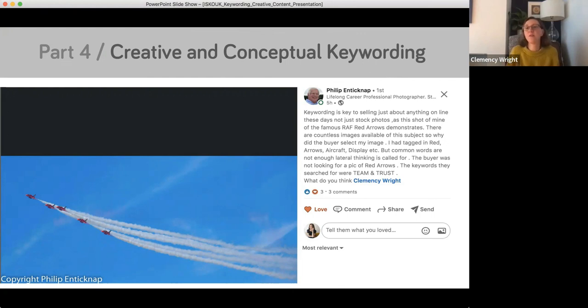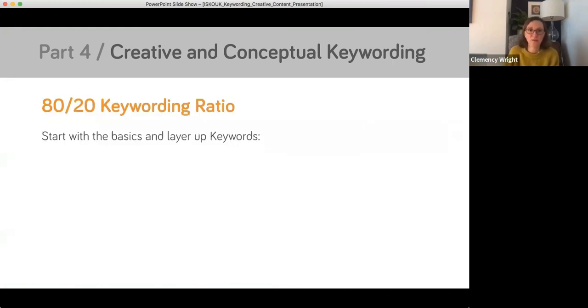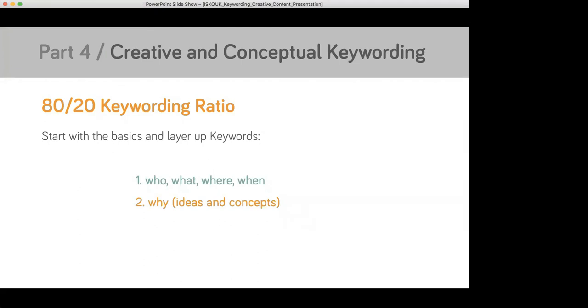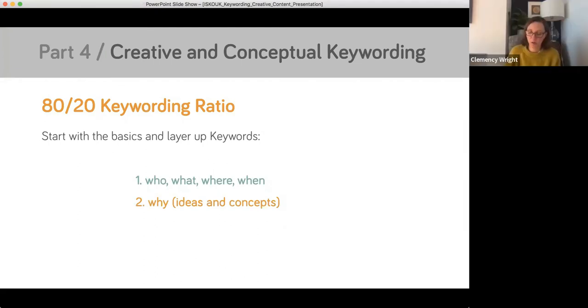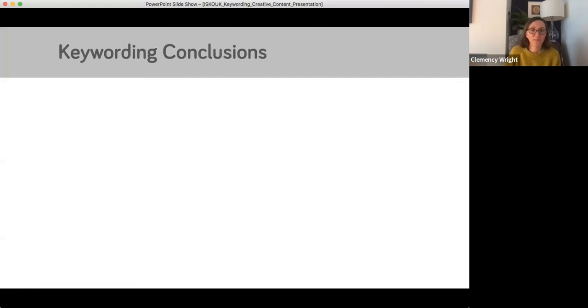So we really need to try and find a way of expressing that in a way that people can follow, and create some guidelines to help people do that. So the 80-20 ratio in terms of this image would say start with the basics and layer up the keywords. Start with who, what, where, when, and then think about the concepts, the ideas, why, what's the purpose and meaning of the image. Because after all, as Philip has proven, the concepts sell the content.